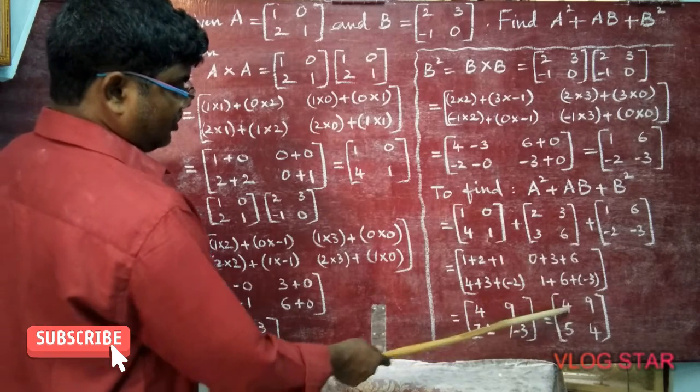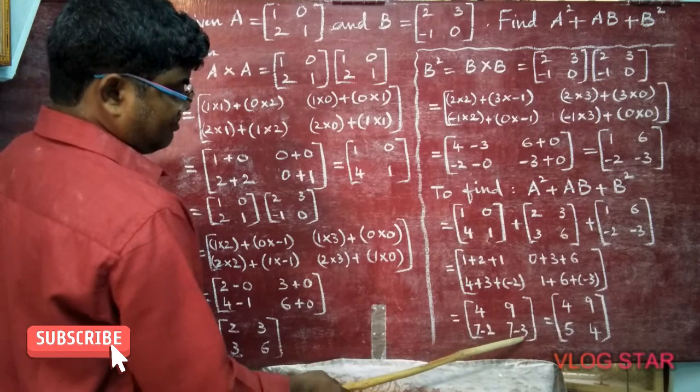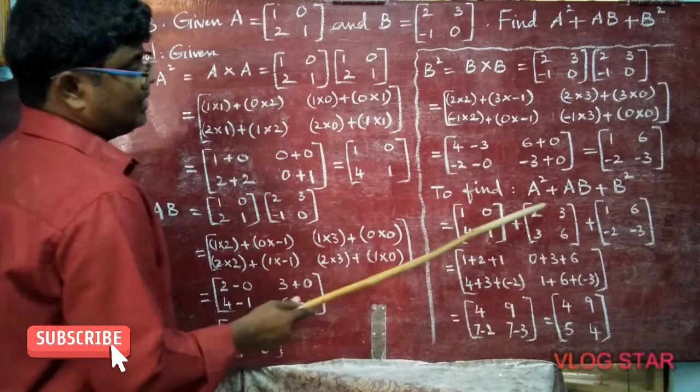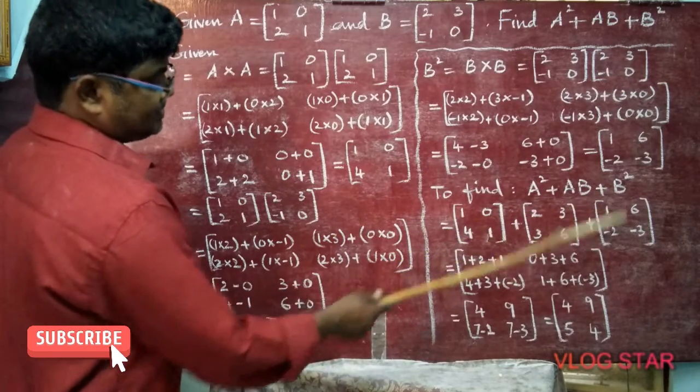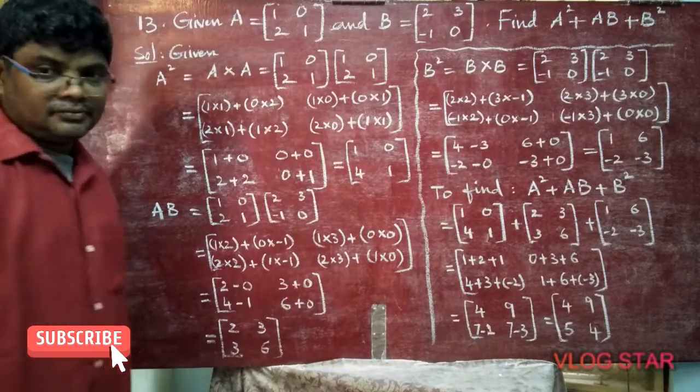Now you are simplifying. 4 and 9 as it is you are going to write. 7 minus 2 is 5, 7 minus 3 is 4. So what is the required answer after simplifying? A square plus AB plus B square is the matrix 4, 9, 5, 4.